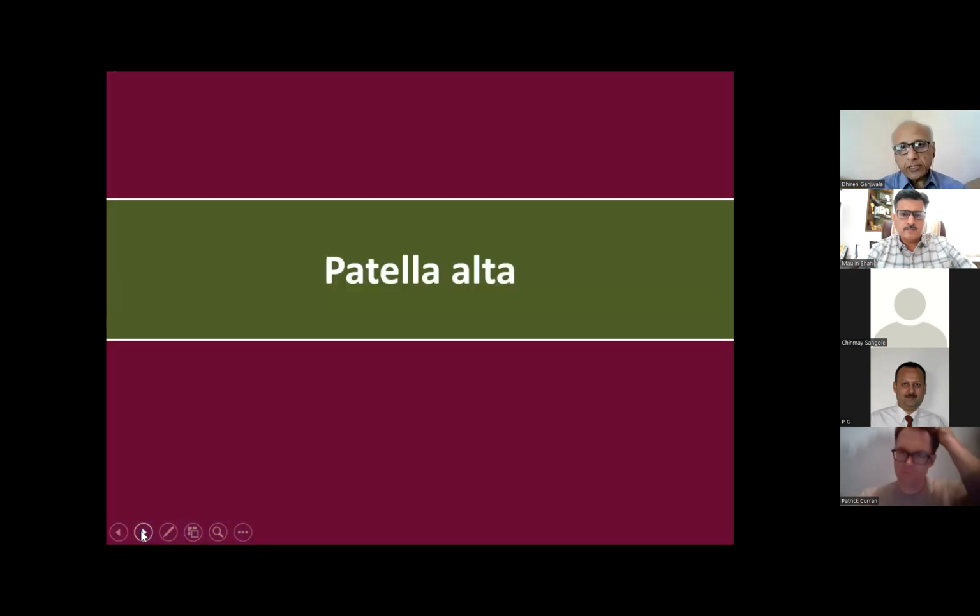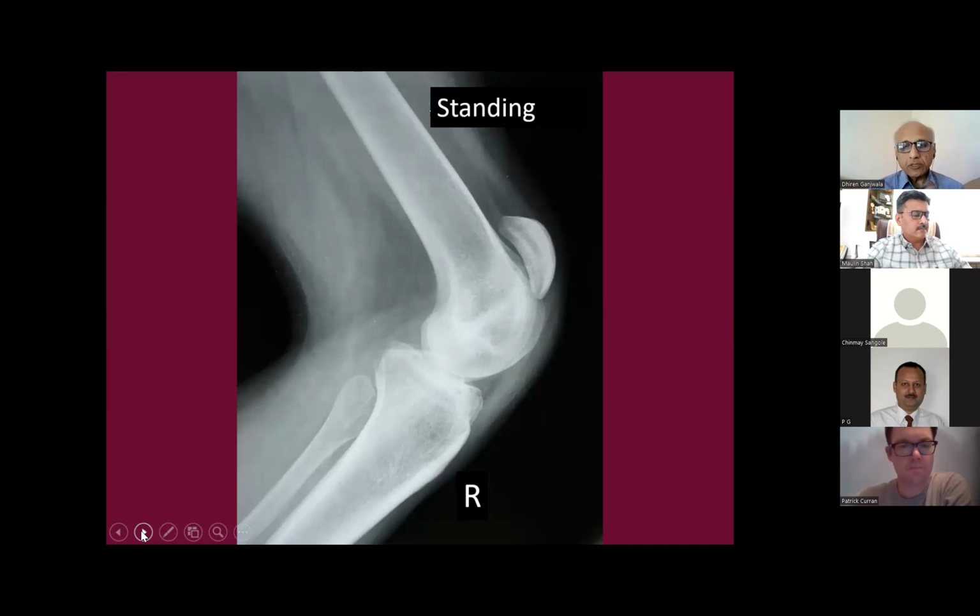We have seen that patella alta is a common problem, particularly in patients with crouch gait. We don't know whether crouch leads to patella alta or patella alta leads to crouch. We don't know which starts first, but let's understand how biomechanically this affects the quadriceps muscle. This is one X-ray where we can see that the patella is high riding, the patellar tendon is long.